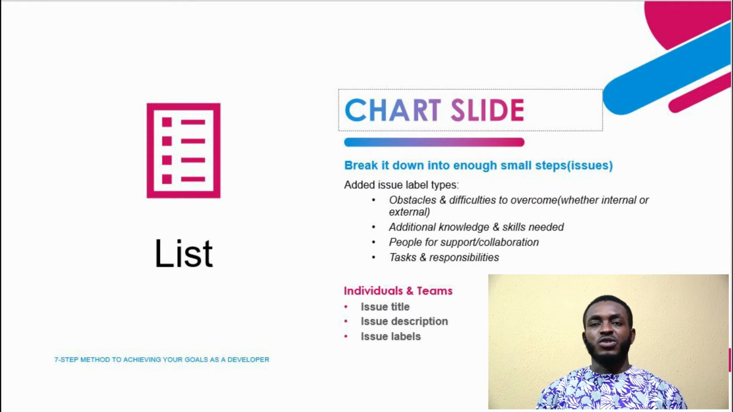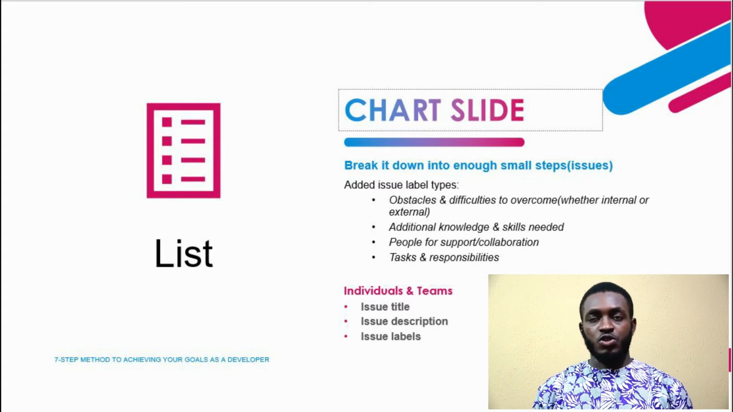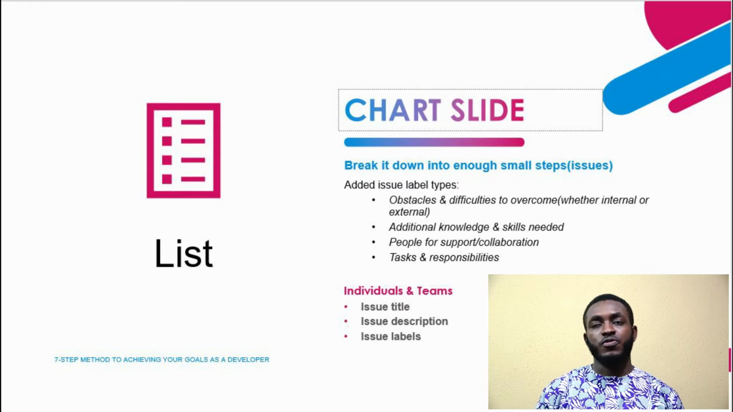Okay, so after making all this list and grouping them and then getting labels for them, you have achieved getting the title for your issues, you would have achieved getting the description for your issues, and like I said, you would have achieved getting labels for your issues.